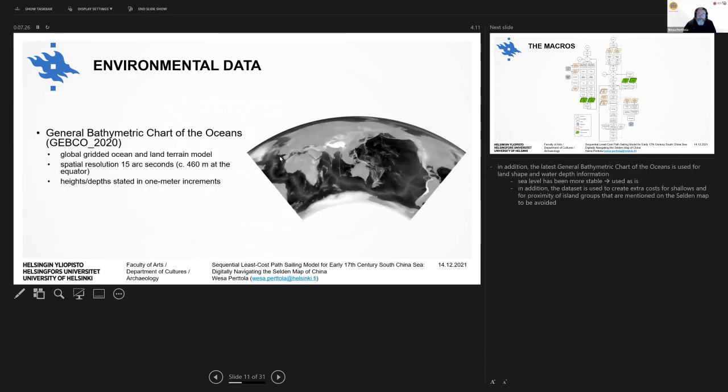In addition, the latest General Bathymetric Chart of the Oceans is used for land shape and water depth information. Sea levels have been more stable, and they are used as is. In addition, the dataset is used to create extra costs for shallows and for proximity of certain island groups that are mentioned on the Zeldan map to be avoided.